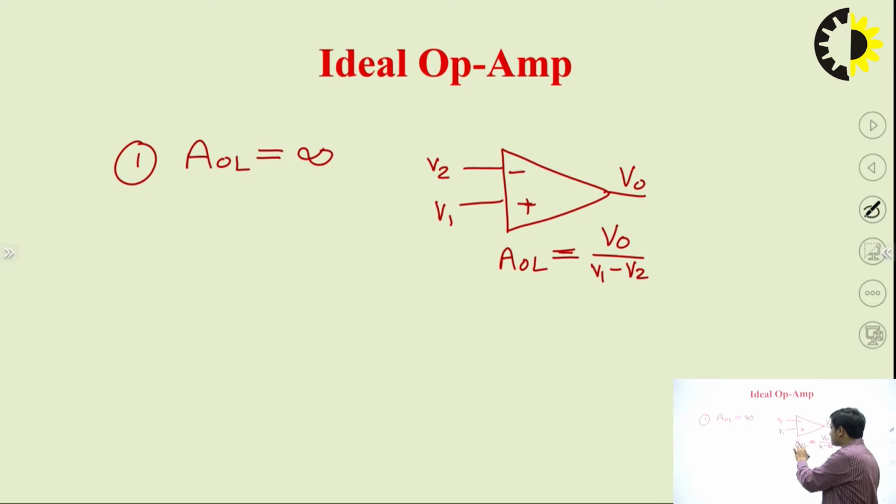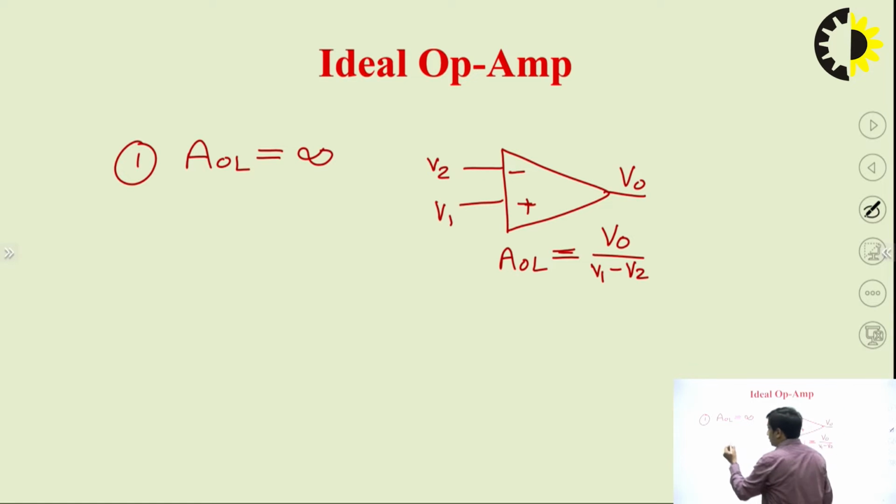So if AOL is infinite, it means that V1 minus V2 should be 0. If V1 minus V2 is 0, then V1 equals V2, and this concept is very much useful to understand the virtual ground concept, especially in the inverting amplifiers.